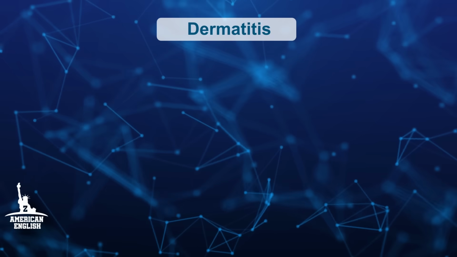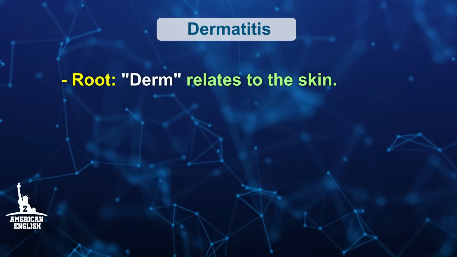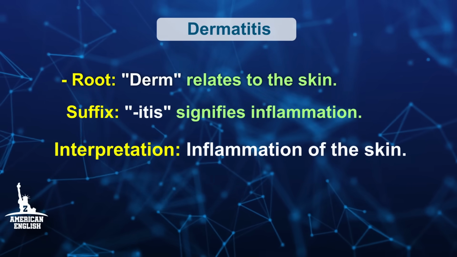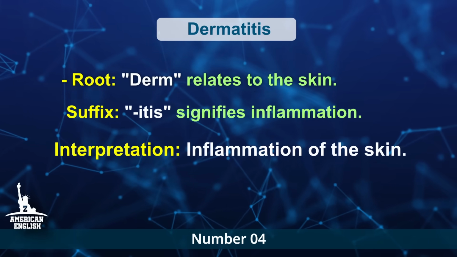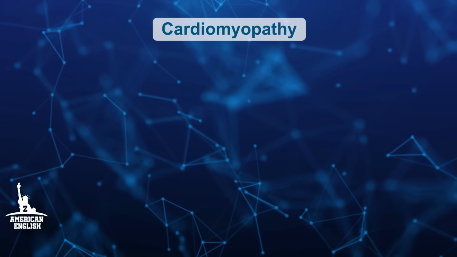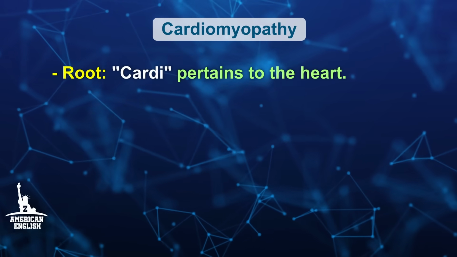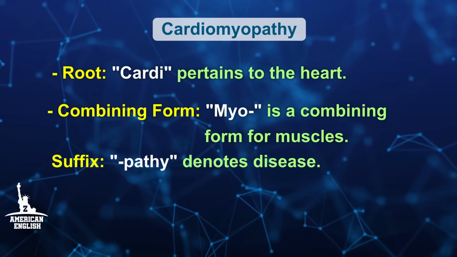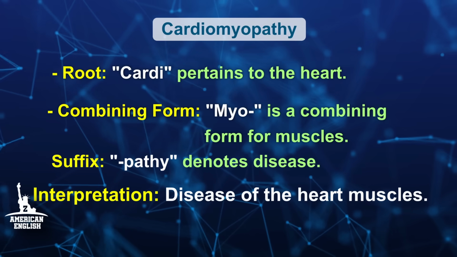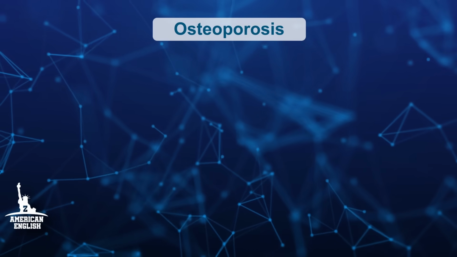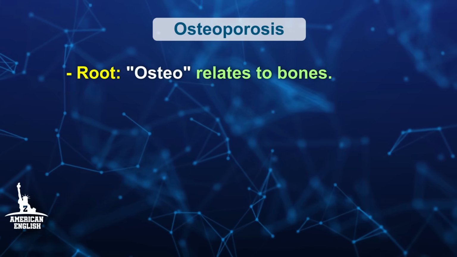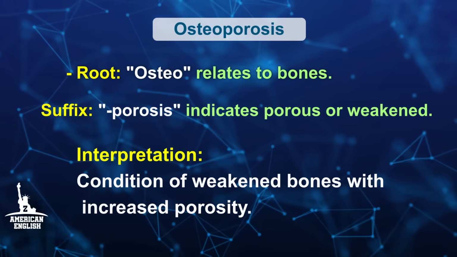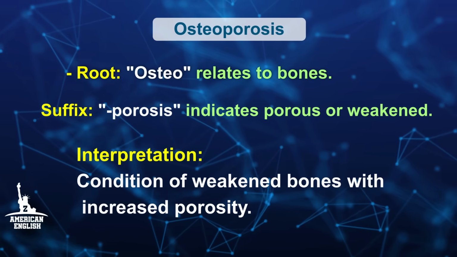Number 3. Dermatitis. Root, derm, which relates to the skin, and the suffix itis signifies inflammation, so the interpretation should be inflammation of the skin. Number 4. Cardiomyopathy. Here we have the root cardi, pertains to the heart. Combining form myo is a combining form for muscles. Suffix pathy denotes disease, so the interpretation is disease of the heart muscles. Number 5. Osteoporosis. Root osteo relates to the bones. Suffix porosis indicates porous or weakened, so the interpretation is condition of weakened bones with increased porosity.